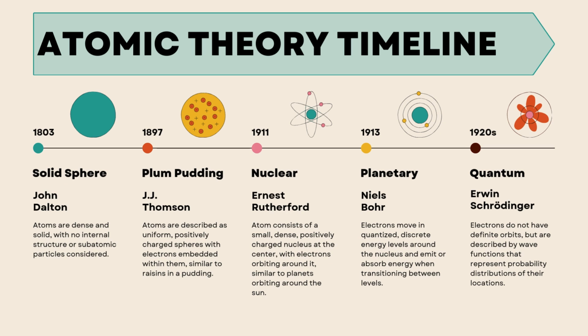1911. Nuclear. Ernest Rutherford. Atom consists of a small, dense, positively charged nucleus at the center, with electrons orbiting around it, similar to planets orbiting around the Sun.